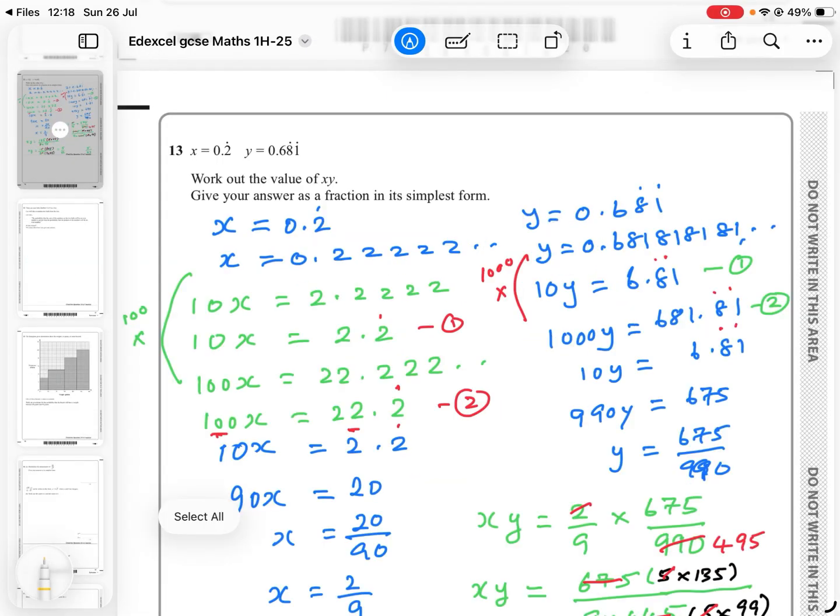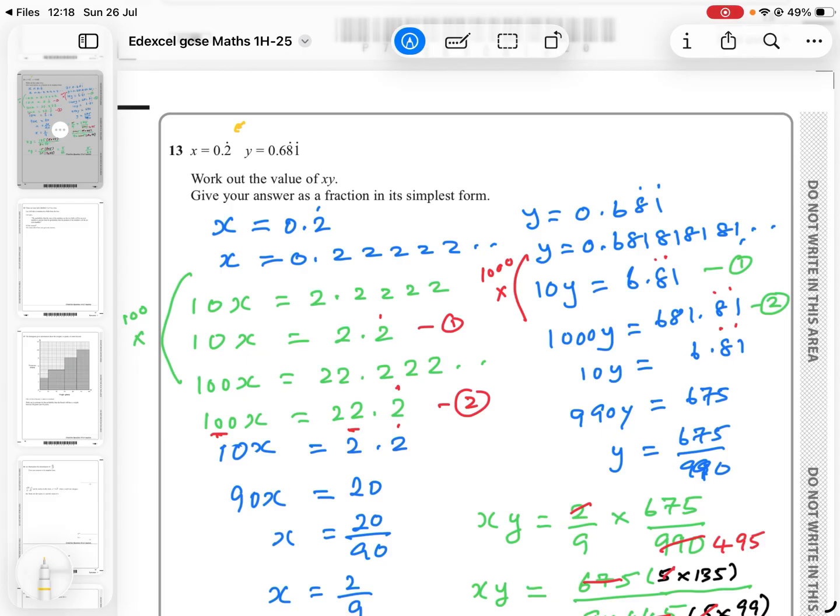Hi, I'm going to walk through question 13. x equals 0.2 recurring, and y equals 0.681 recurring. Work out the value of xy. Give your answer as a fraction in its simplest form.